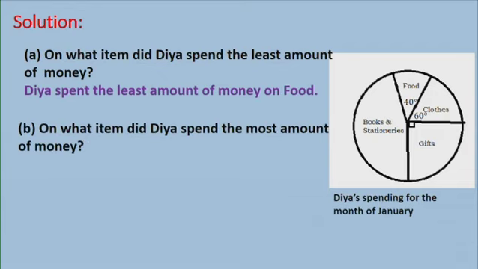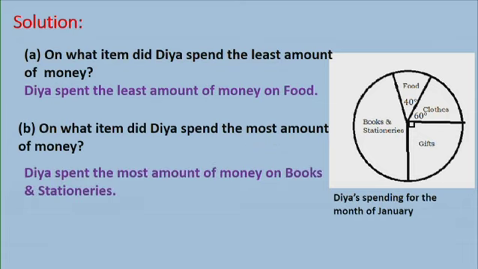And part B, on what item did Dia spend the most amount of money? So the largest sector is books and stationeries. So she will spend the most amount of money on books and stationeries.